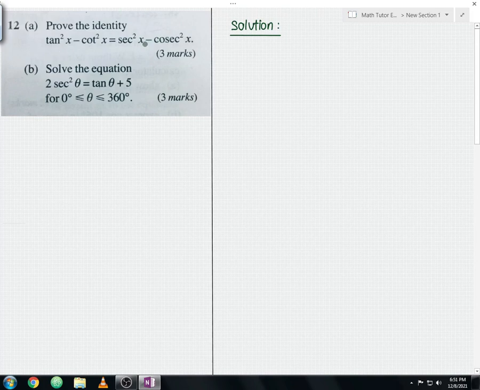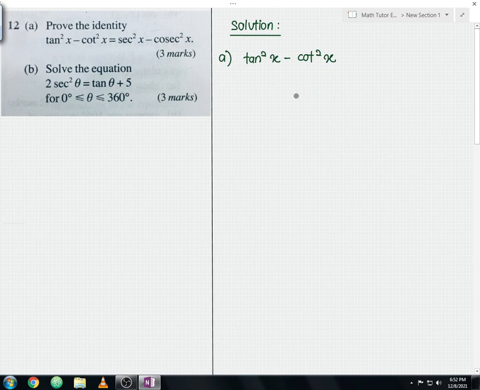When I choose the left hand side, by the time I finish solving, it should be equal to secant square x minus cosecant square x. So I hope you understand. So let us start to solve the question part A, and I write down the equation of the left hand side. In this case, tangent square x minus cotangent square x.